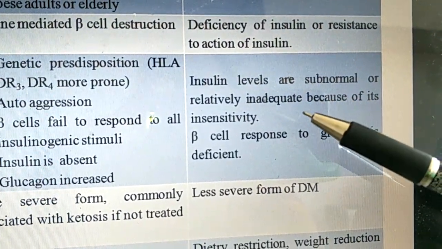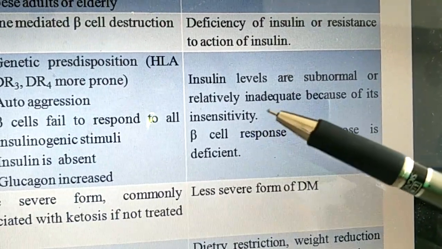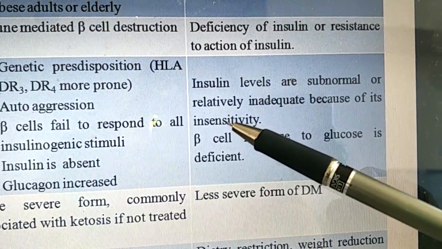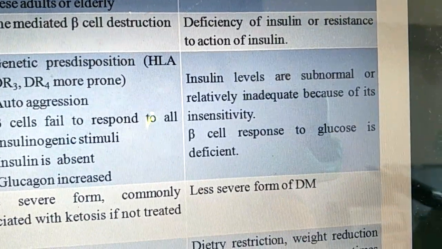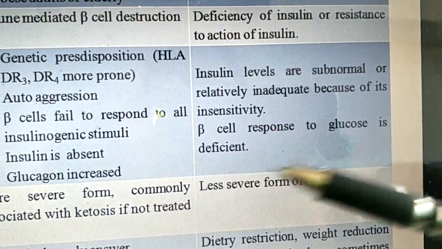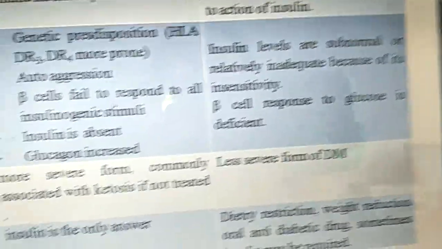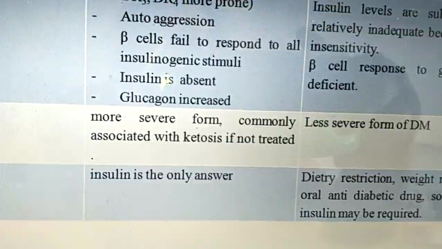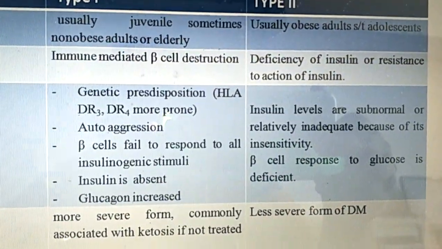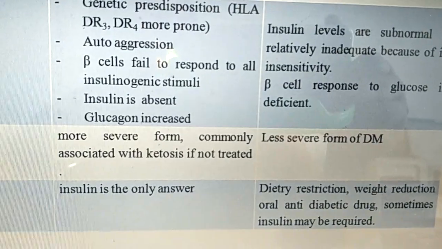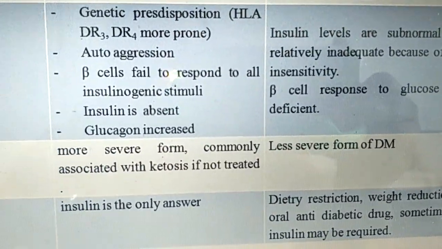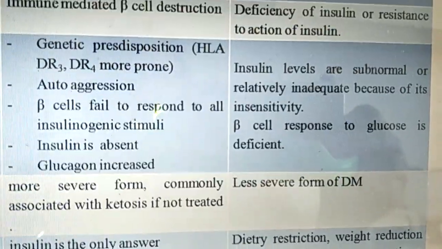But in type 2, the insulin is not totally absent, but the levels are subnormal. They are not adequate, or there is tissue resistance, insulin resistance. Tissues are not responding. Beta cells are responding to insulinogenic stimuli, but the response is deficient. Type 1, as is clear from the pathogenesis, is where beta cells are destroyed by immune mechanisms. It is the more severe form and can get complicated in the form of ketoacidosis. Type 2 is less severe.